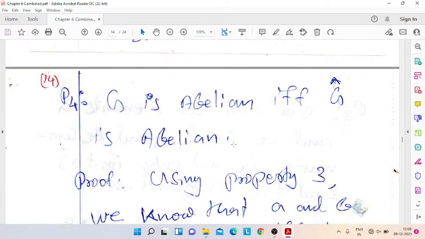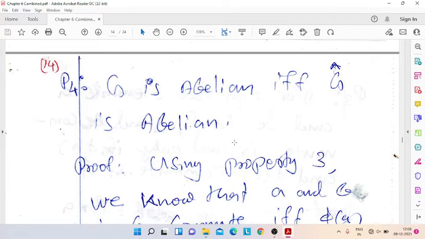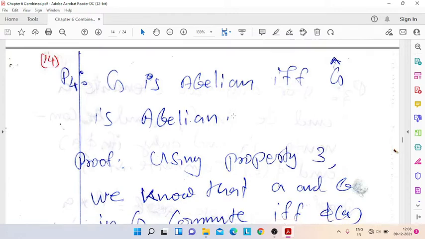Now we have the fourth property. It states that G is abelian if and only if G cap is abelian. Okay, the group G is abelian if and only if the second group is abelian.